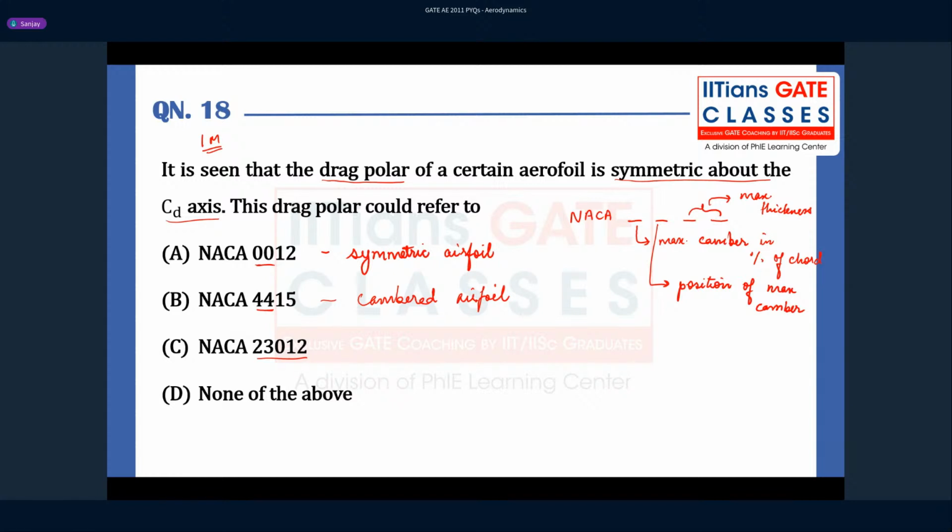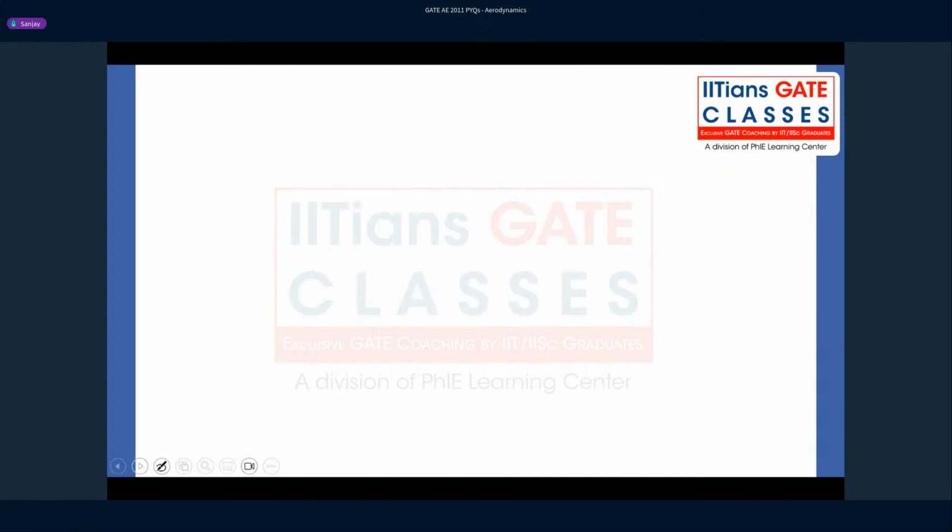So in this question, what they're trying to ask is whether the drag polar is going to be symmetric about the CD axis for a symmetric airfoil, or for a cambered airfoil, or for none of these, right? So that is what is asked. So let's try to understand drag polar.